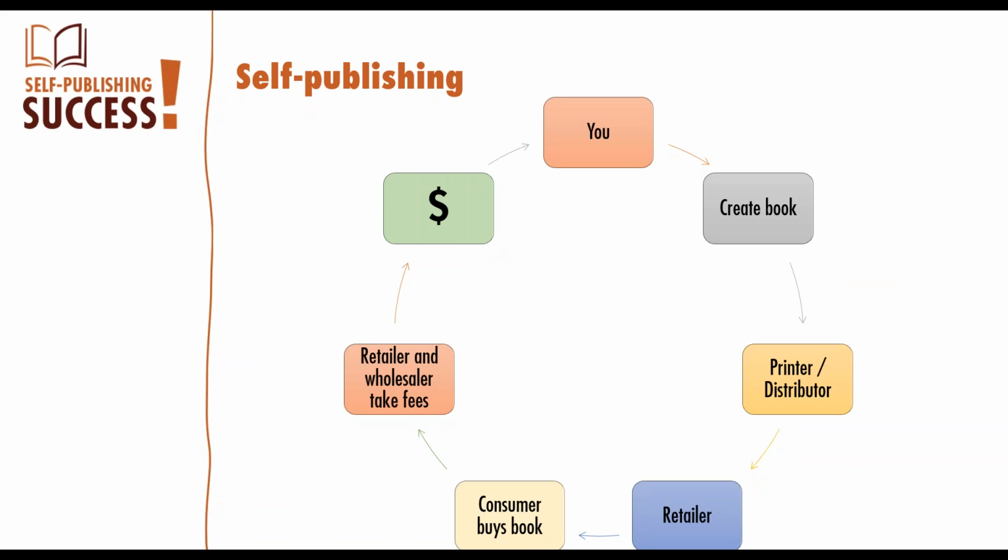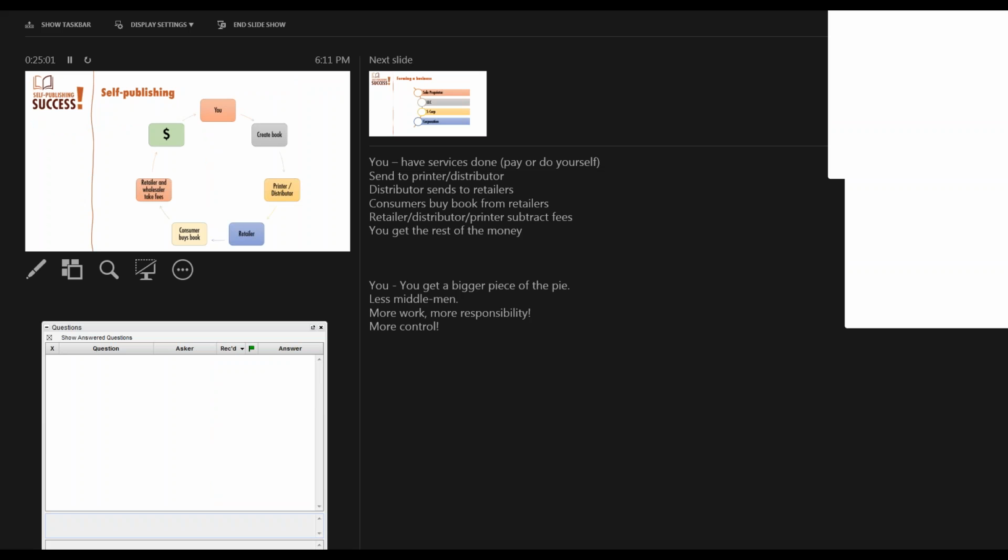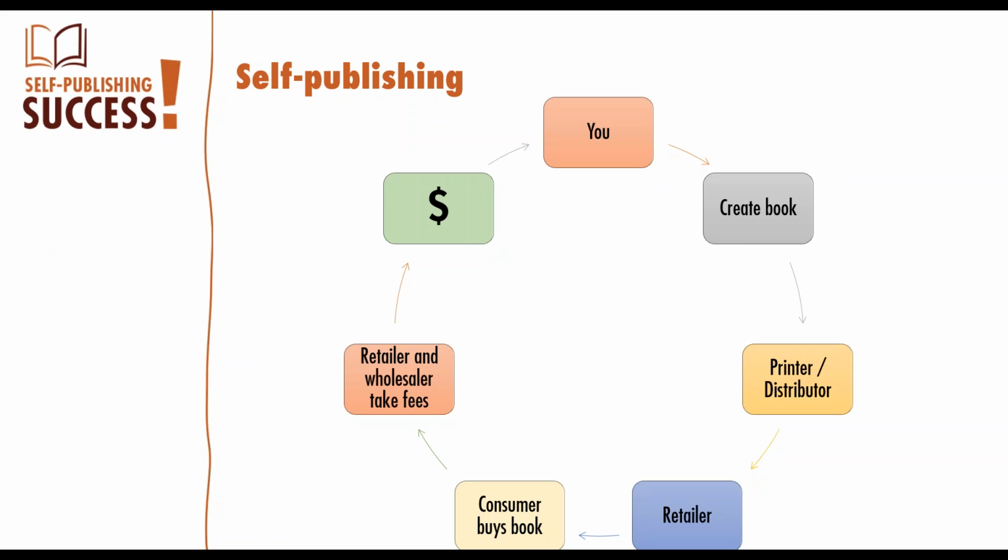book. The retailer and the wholesaler will take some money off that. They need to make some money too, but the entire profit after that goes directly to you. There's no other middleman taking a cut. There's no agent taking a cut, no editor, no publisher. So you have the potential to make more on every book sold, but you just have to put more work into it up front. So that's kind of how it works.